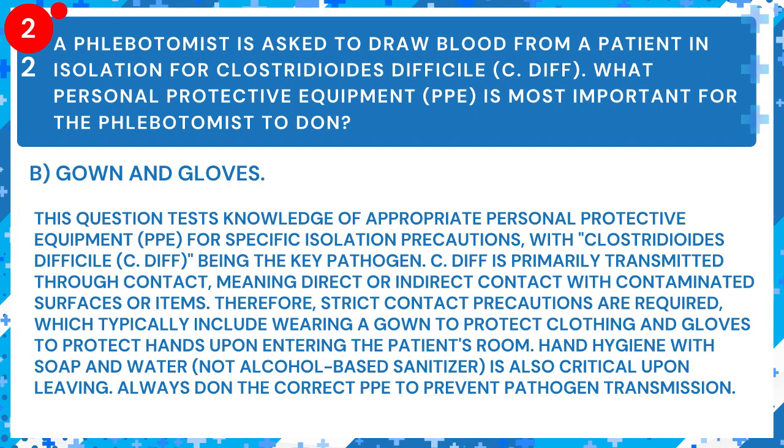Answer: B. Gown and gloves. Explanation: this question tests knowledge of appropriate personal protective equipment, PPE, for specific isolation precautions, with Clostridioides difficile, C. diff, being the key pathogen. C. diff is primarily transmitted through contact, meaning direct or indirect contact with contaminated surfaces or items.